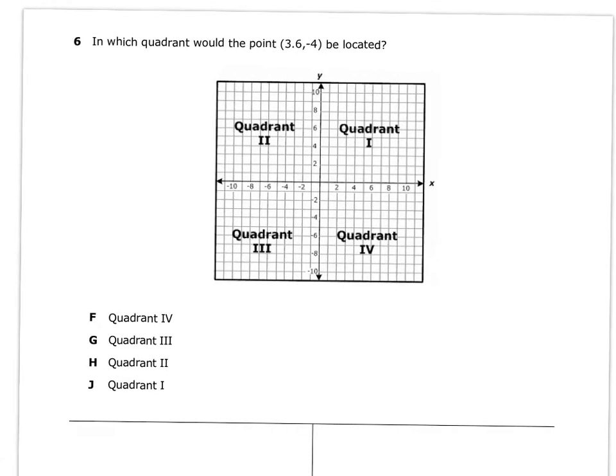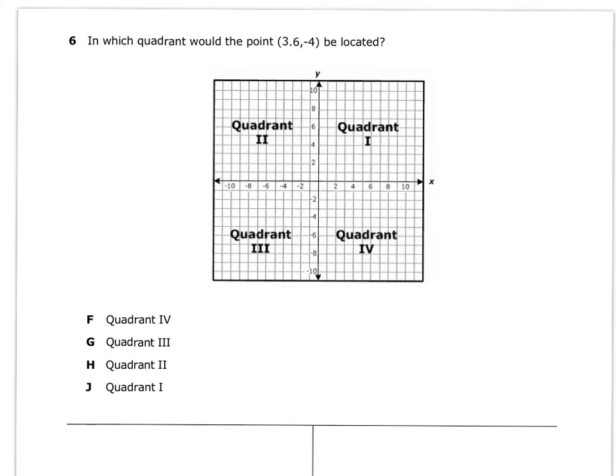Number 6, in which quadrant would the point 3.6, negative 4 be located? Quadrant 4, quadrant 3, quadrant 2, quadrant 1.